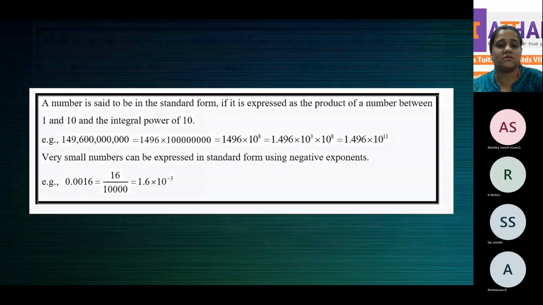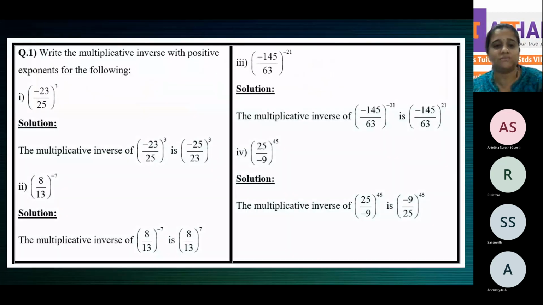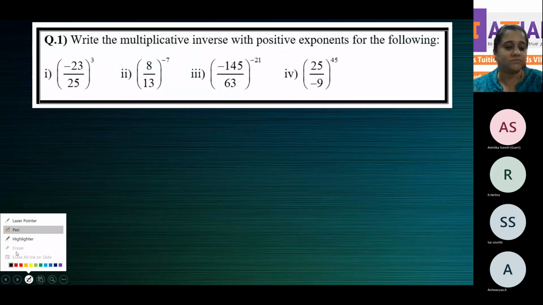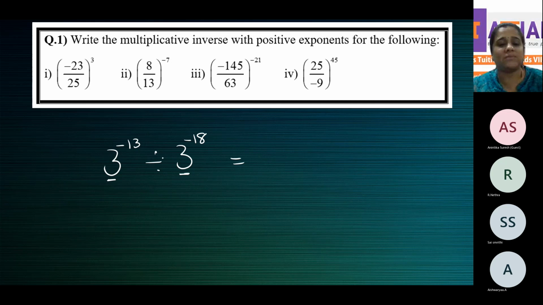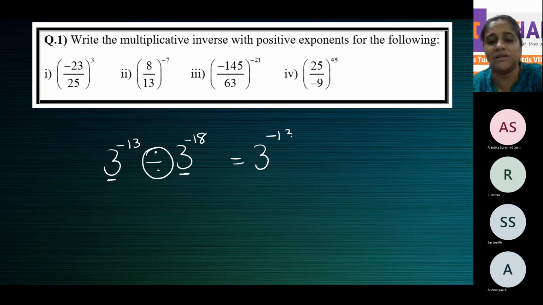Just a minute. I'll show it here. See here. So I said 3 to the power minus 13 divided by 3 to the power minus 18. The bases are same and it's division. So what should you do? You need to subtract the powers. So 3 to the power, write the powers, minus 13.